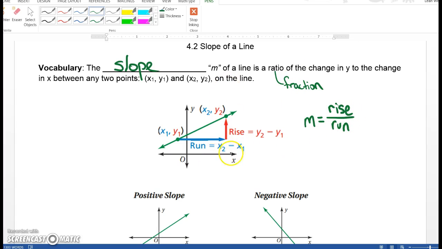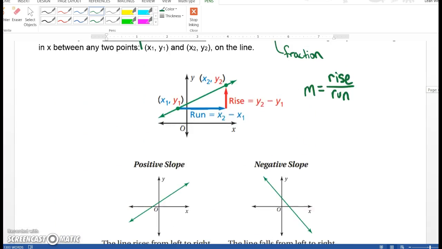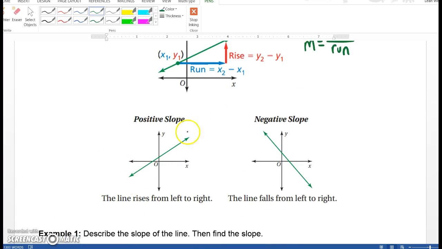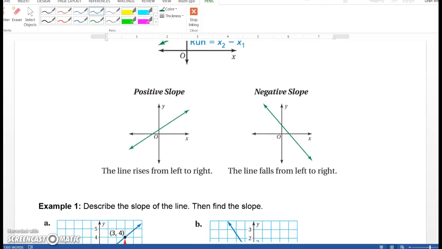So the change in the y direction, the up and down, over the change in the run, or the left and right direction. So if we look at these right here, you can see that when the line rises from left to right, that's going to be a positive slope. And when it falls from left to right, that's going to be negative. You read that just like you would a book, from left to right.